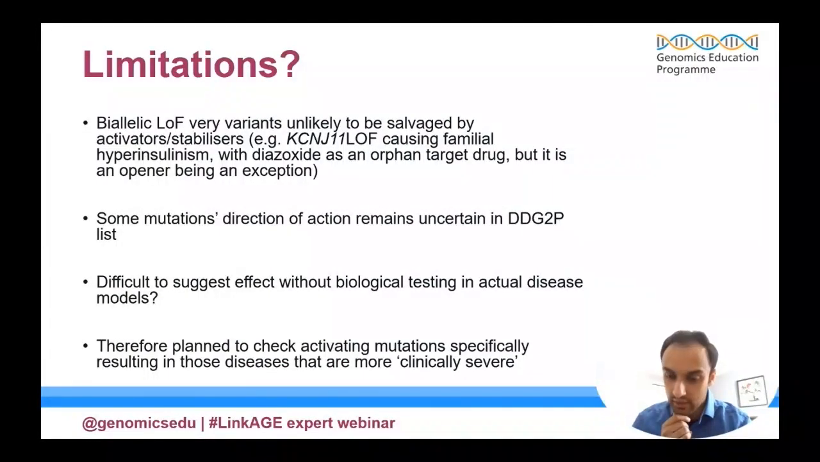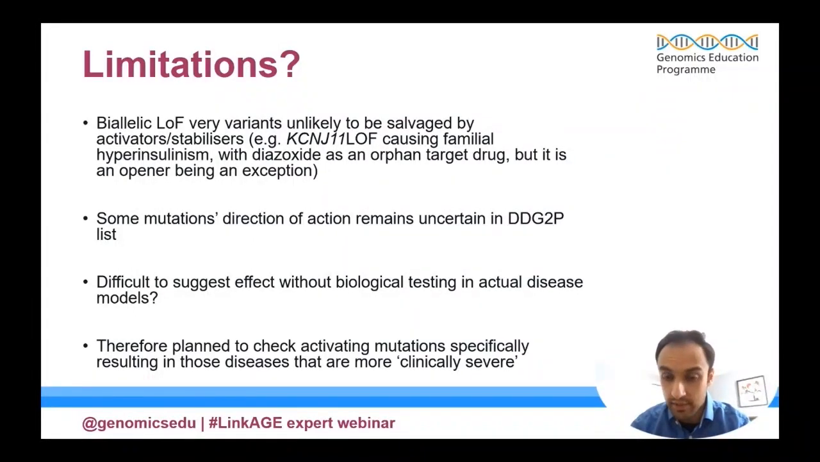But just a quick slide on limitations at this stage. Now, the first, and I'm afraid this is going to get very genetic, is biallelic loss of function variants are very unlikely to be salvaged by activating drugs or by stabilizing drugs or positive modulating drugs. A notable exception to this is that in KCNJ11 based familial hyperinsulinemia, diazoxide is an orphan target drug that works extremely well. But this is the exception to the rule.